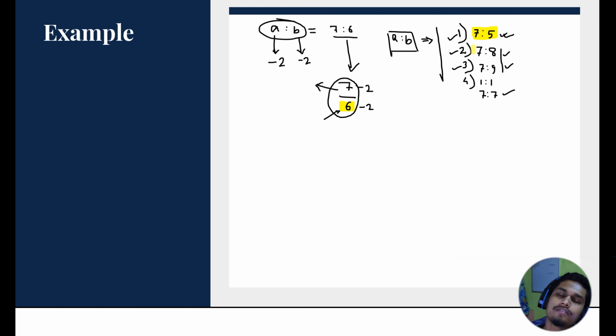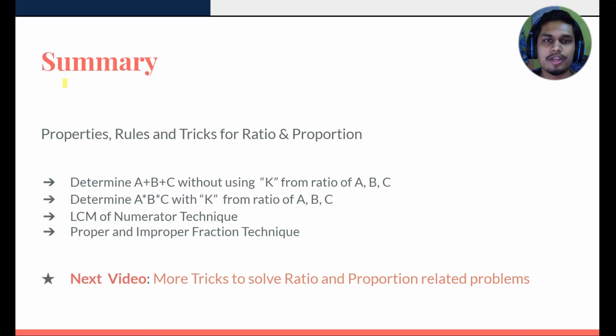Likewise, you can solve this kind of problem very quickly if you practice it properly, and this is a good approach to know the proper and improper fractions. So what have you learned from this lesson today? The properties, rules and tricks for ratio and proportion. We have focused on ratio today. Tomorrow we will see some other tricks for proportion as well. So let's summarize what we have learned from today's lesson.